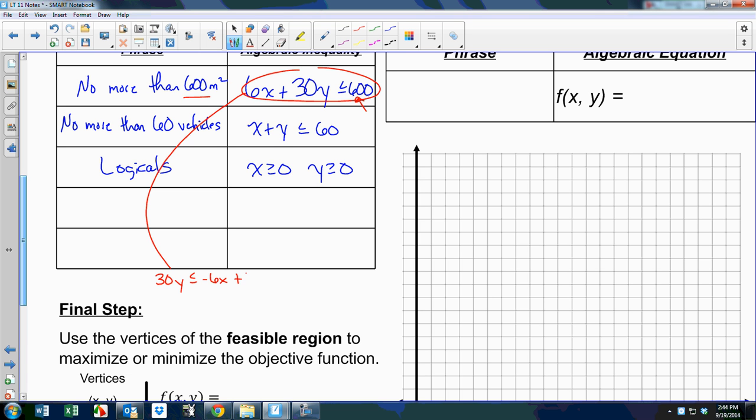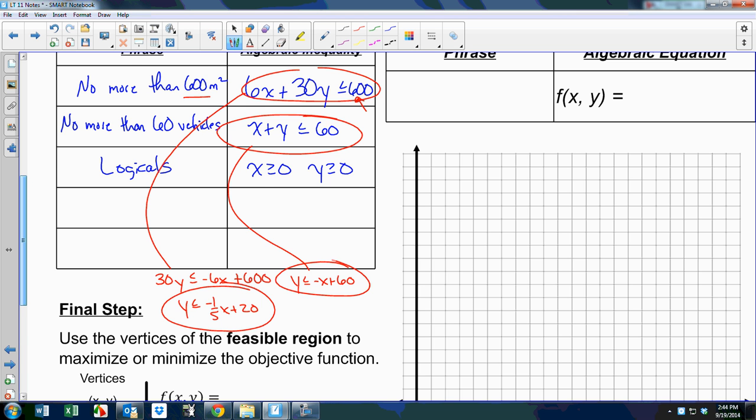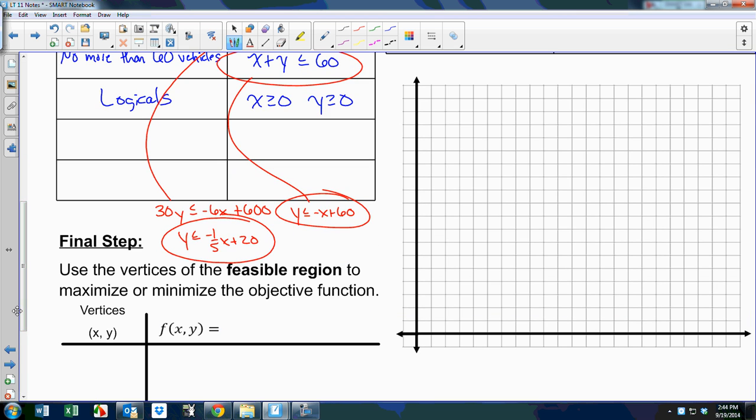We subtract our 6x, divide by 30, get negative 1/5 x plus 20. So our y-intercept's 20. We clearly don't need a 600 on the y-axis for this graph. We just need a 20. The second graph, when you put it in slope-intercept form, needs a y-intercept of 60. So if we need a y-intercept of 60 and 20, I'm probably going to count by something like 10. So I'll count by 10, label by 20s. So I'm counting by 10, but labeling every other.